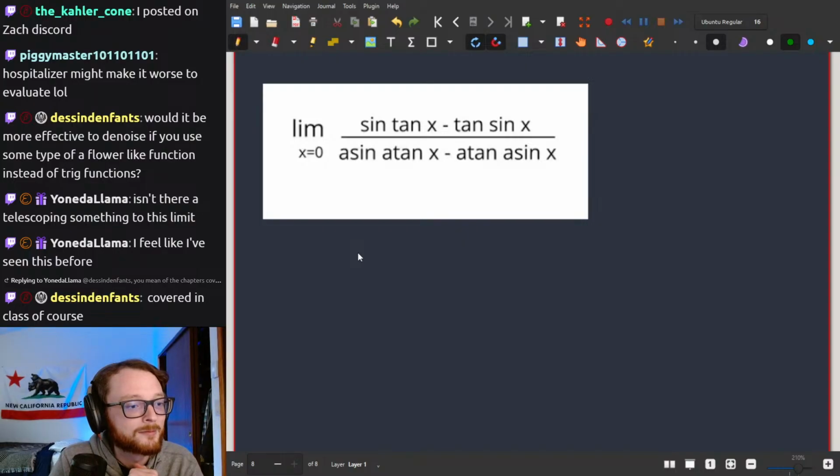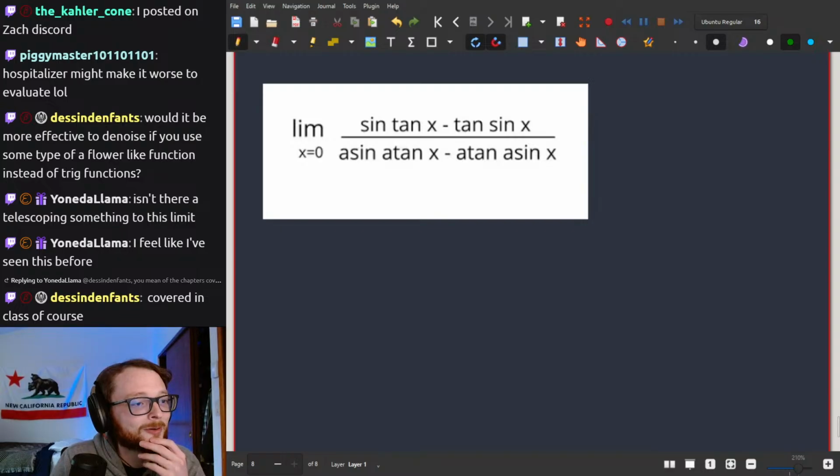Well, hospitalizer? I like that name for it. Might make it worse, maybe. Be more effective to denoise if you use some type of flower-like function instead of trig functions. Maybe? It's not that important, I guess, what it is, but I did want something that's completely unrealistic. Telescoping something to this limit, I feel like I've seen this before. I do feel like I've seen this before also.